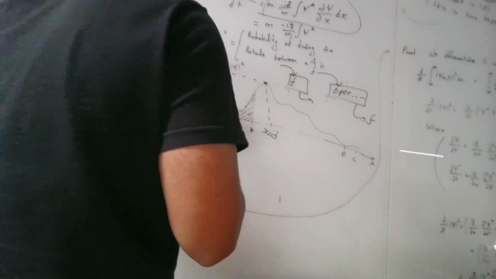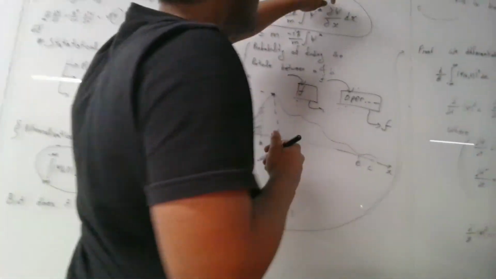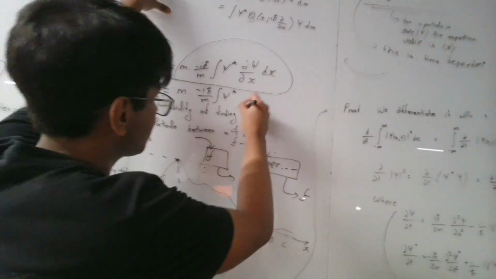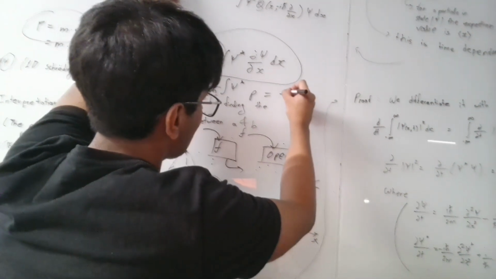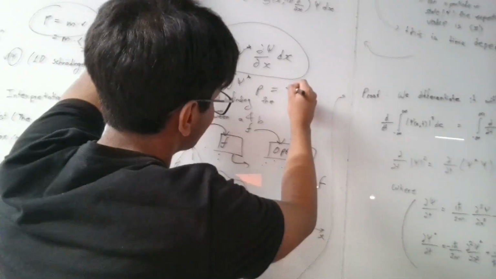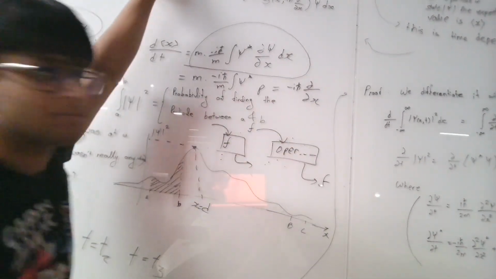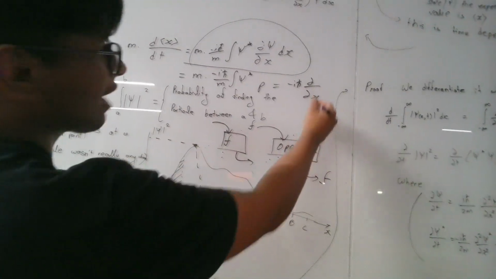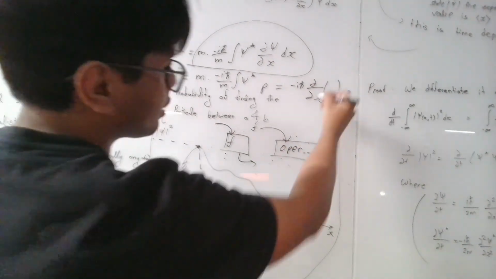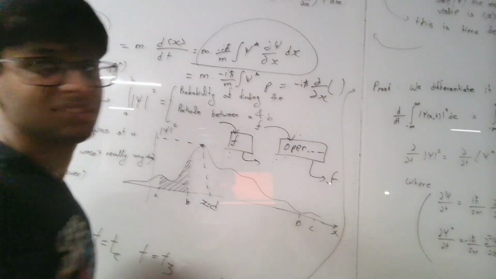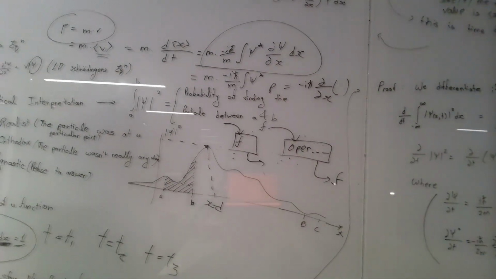But this is an operator, which means it depends on psi. So actually, the momentum just kind of looks like negative i h bar d over dx. You see how there's no variable right here? It's just empty, so you have to feed it a function.